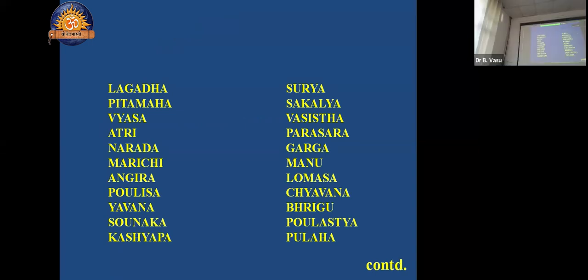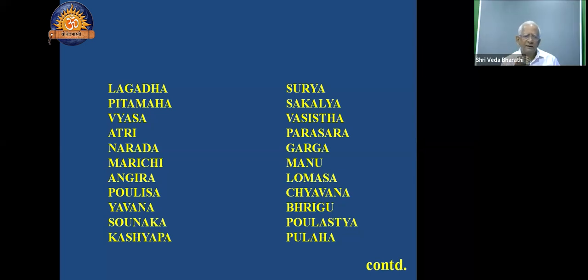Lagadha. How many people know the name of Lagadha? Pitamaha, Vyasa, Atri, Narada, Marichi, Angira, Paurisha, Vyavana, Shaunaka, Kashyapa, Surya, Shakalya, Vasishtha, Parashara, Garga, Manu, Lomasha, Chavana, Bhruvu, Paulasya, Kolaha. These are all the great sages. We treat them with respect, and there we leave it. We don't care for the subjects contributed by them. We never go through the writings of these great people.